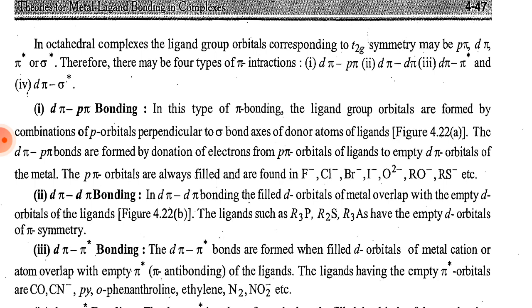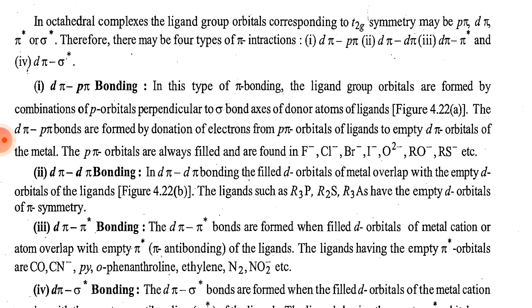In an octahedral complex, the ligand group orbitals corresponding to t2g symmetry may be p pi, d pi, pi star, or sigma star. Therefore, there may be four types of pi interaction: one, d pi-p pi; two, d pi-d pi; three, d pi-pi star; and four, d pi-sigma star.